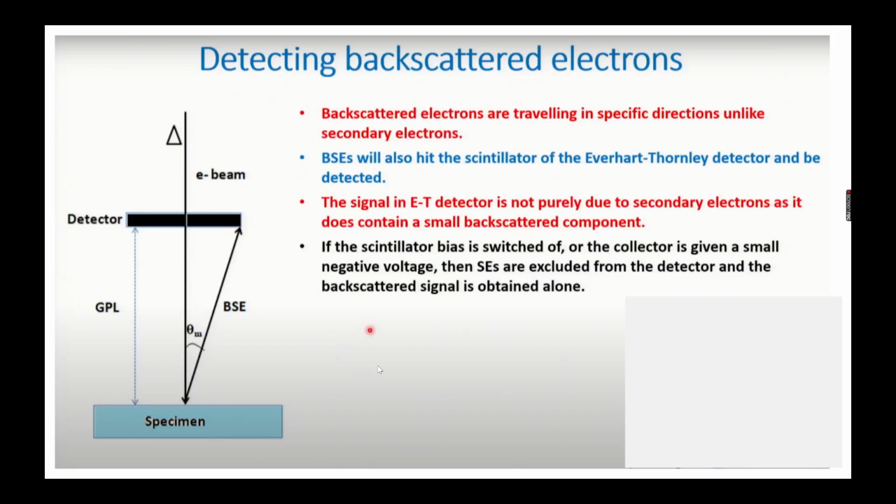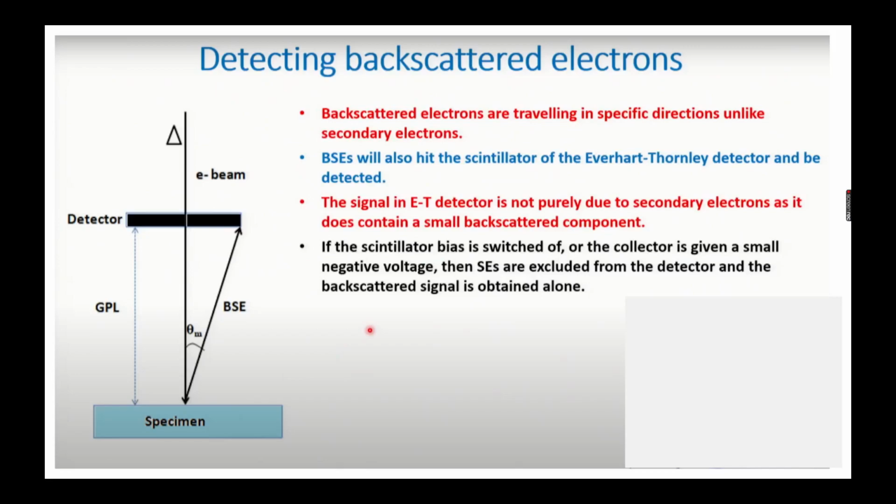So what it is saying is, if the scintillator bias is switched off... In the scintillator, we need to apply the bias. Why bias? Because the energy of the secondary electron is less, so in order to get accelerated, we need to apply the bias. If we switch off the bias, then the secondary electron will not be accelerated. In this way, we can exclude the secondary electron and the backscattered signal is obtained alone. This is one way.